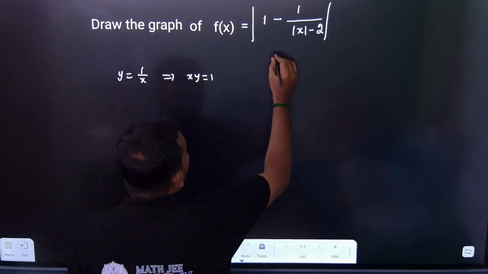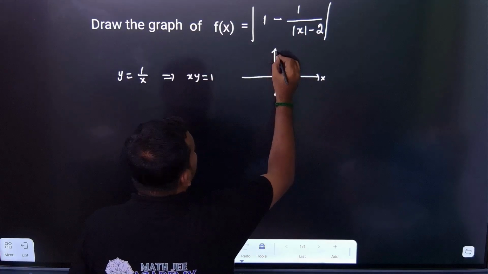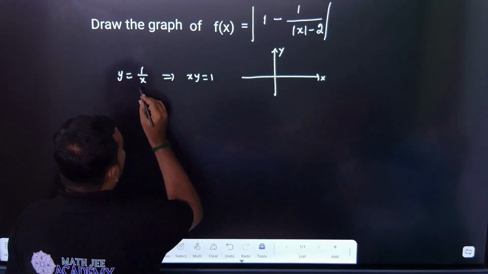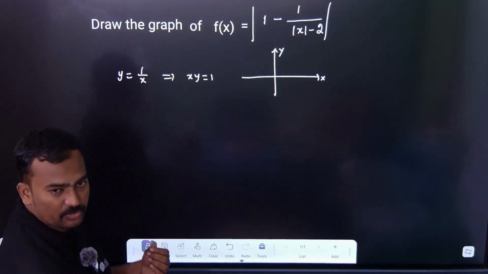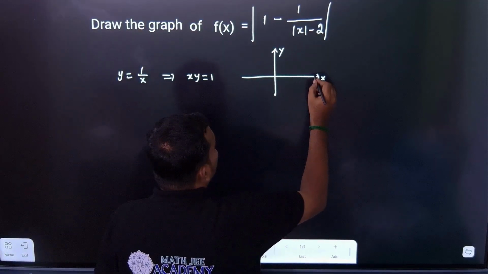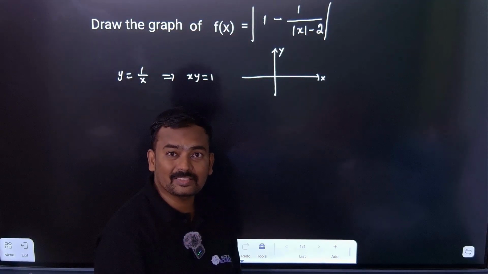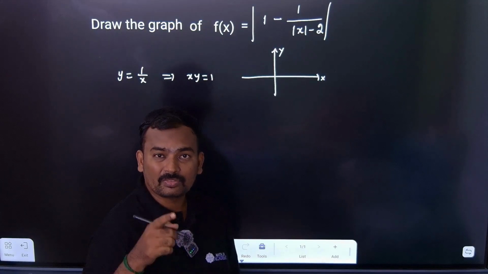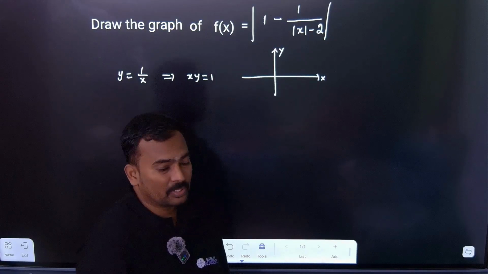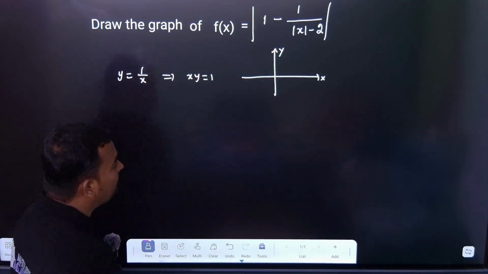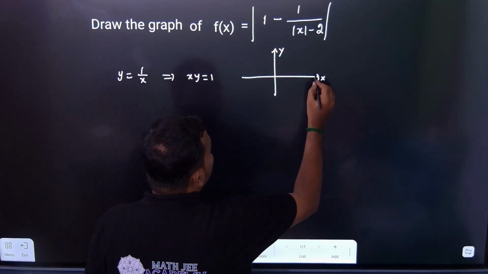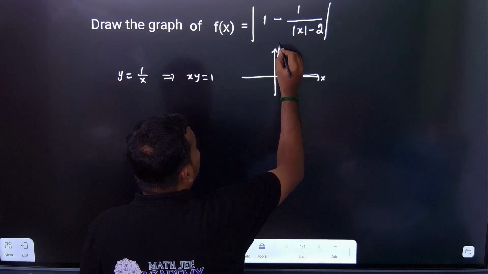Then how to draw the graph of this? You can see this is the x-axis, this is the y-axis. When x is close to 0, it's 1 by 0, it goes to infinity. So it will not cross the x-axis, it will not cross the y-axis. If it crosses the x-axis, put y equal to 0; if it crosses the y-axis, put x equal to 0. Both are not possible, it is not defined. Therefore, when x is close to 0, it goes to infinity, right?